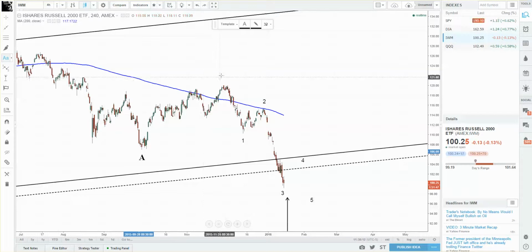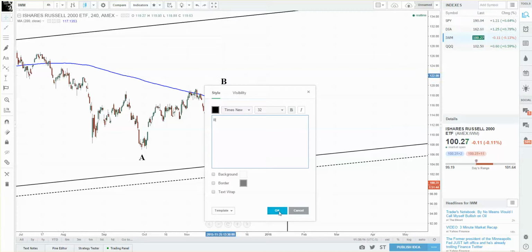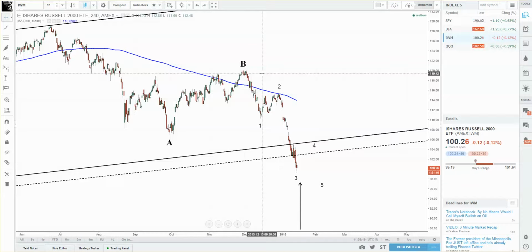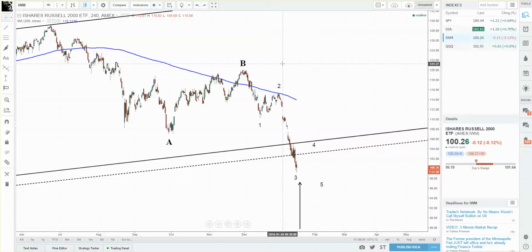Now the small cap index has been pressuring to the downside, relatively speaking, to the other indexes.